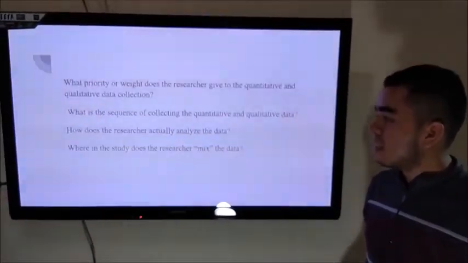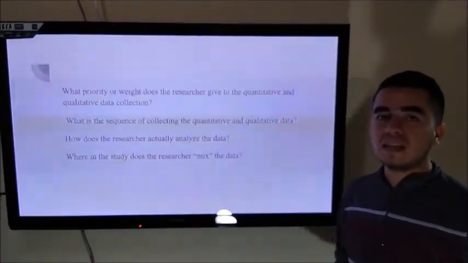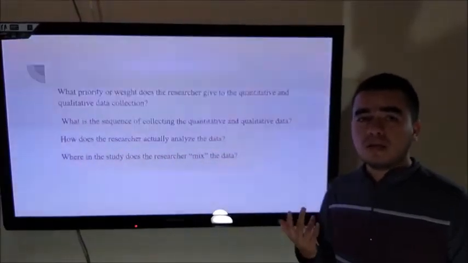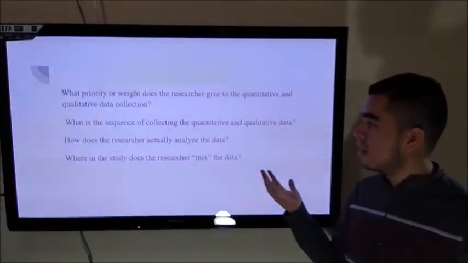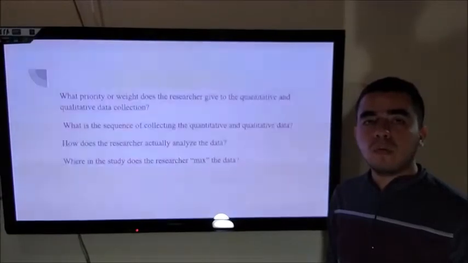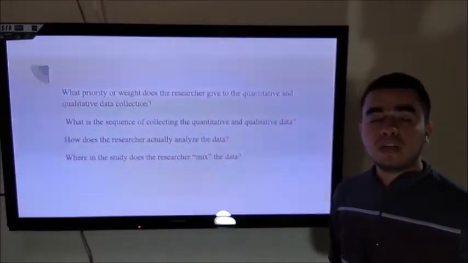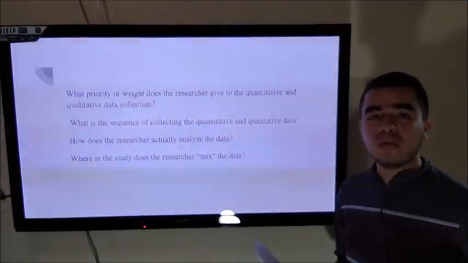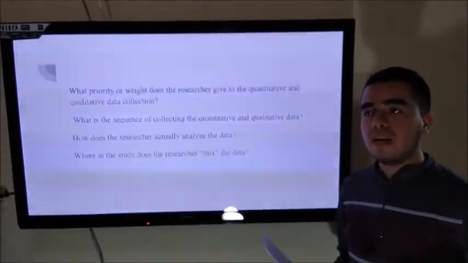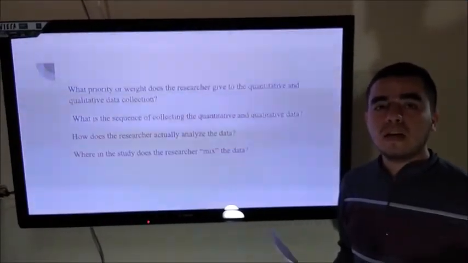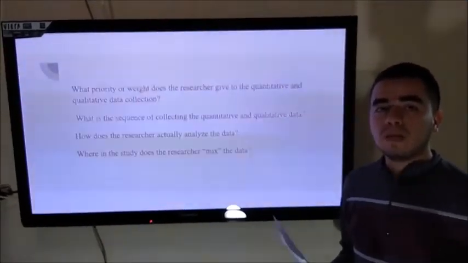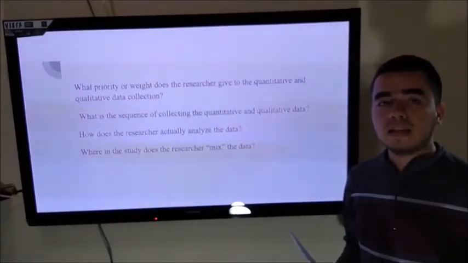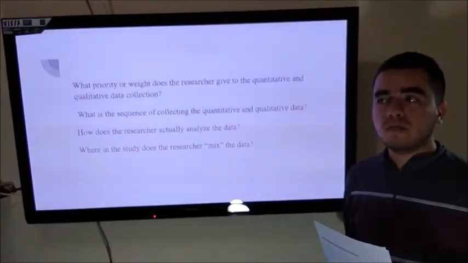And where in the study does the researcher mix the data? It could be at the end or at the beginning, and this tends to change. This is part of knowing what kind of mismatched research designs you are going to face. Now my partner Mauricio Pájaro is going to go deeper into the types of mismatched research designs that are really common in the landscape of educational research. So, thank you.